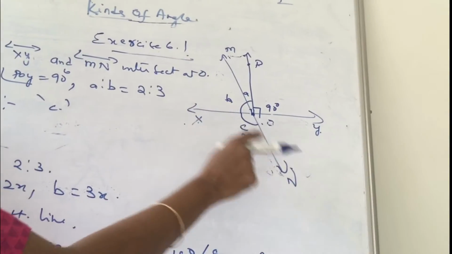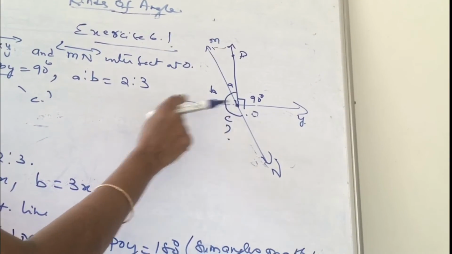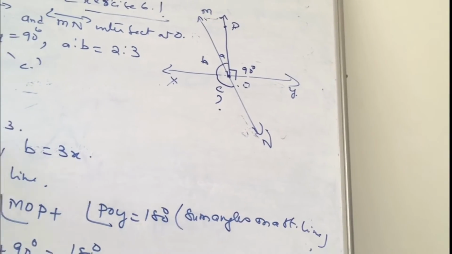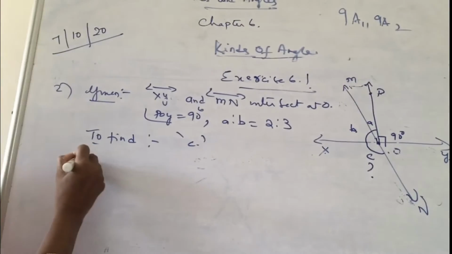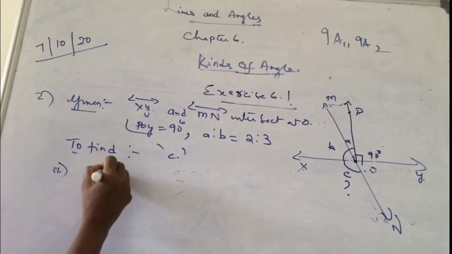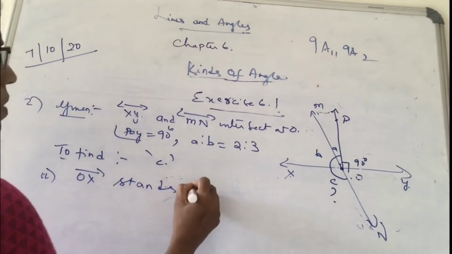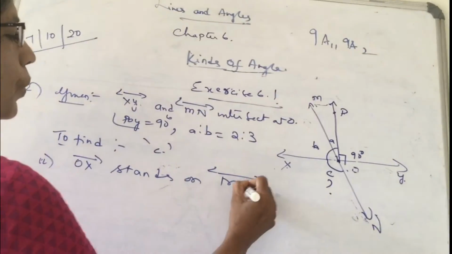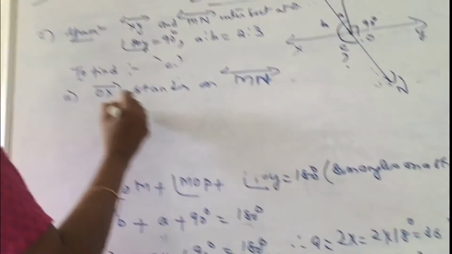MOX. NOX. Name, children. MOX. NOX. Hope you understood, girls. Second bit. Yes, ray OX. How do you read? Ray OX stands on line MN. How do you read, children? Ray OX stands on line MN.